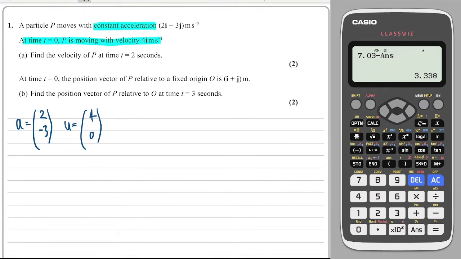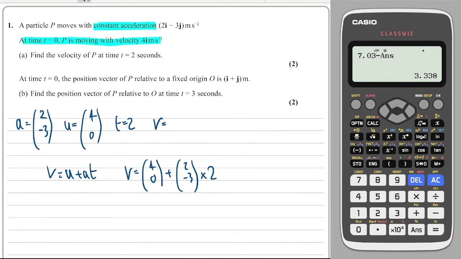And it says find the velocity at t equals 2. So I know t equals 2, and I'm looking for the velocity. So which is the SUVAT that does not have s? Well, that is v equals u plus at. So v is equal to u, which is (4, 0), plus a, which is (2, -3), multiplied by t, which is 2. So reading across, I get 4 plus 2 times 2 is 8, and I get 0 plus 3 minus 3 times 2, which is minus 6. And of course, you could write that as 8i minus 6j if you so wish.